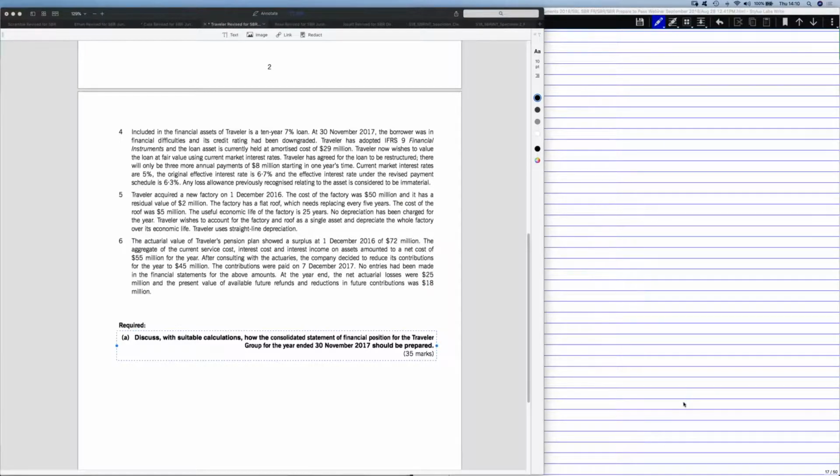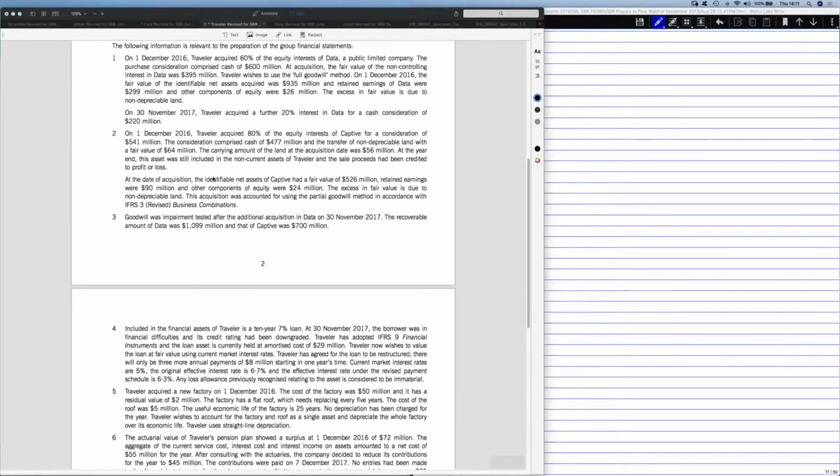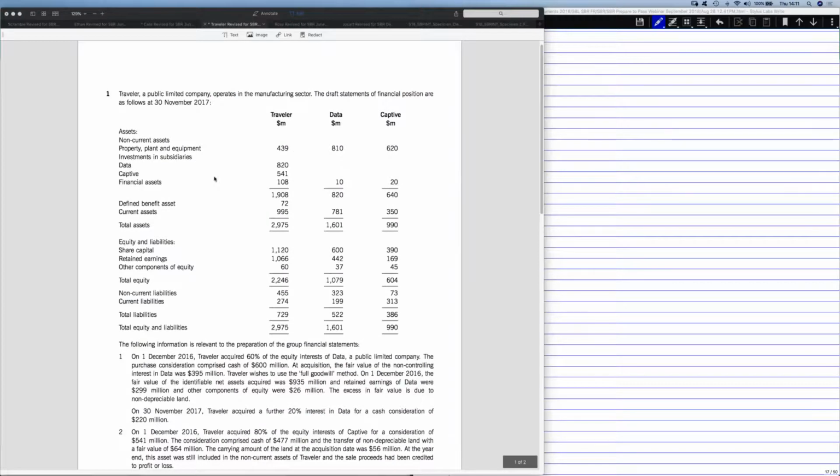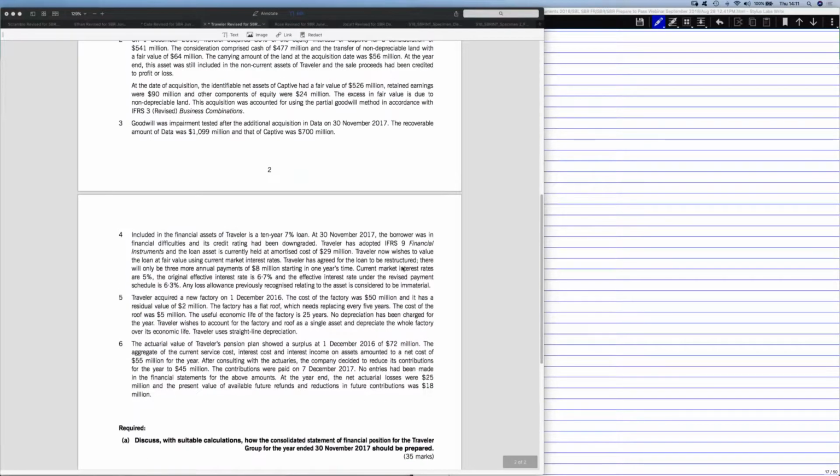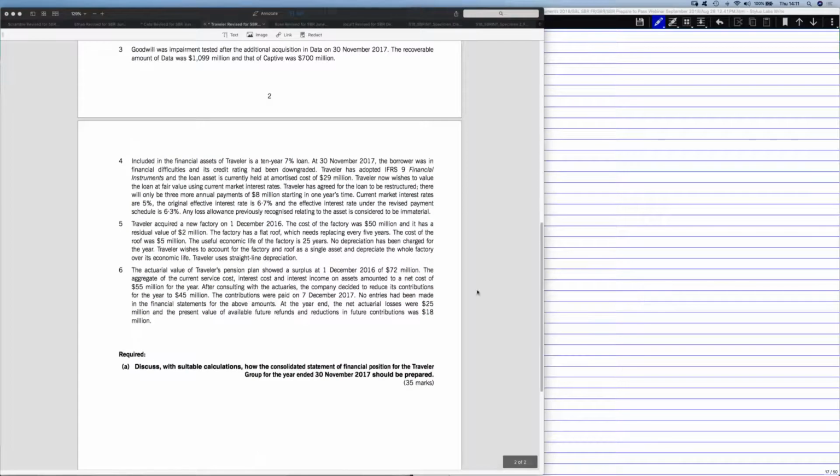Okay, now let me make this clear, please. The chances are that within your exam, you'll be asked to explain parts of the consolidation. Not the degree that we've got here. I'm using this as an exercise for us, so I don't want you to be overly concerned by the degree of narrative here. The question you're likely to see in the exam will revolve around a discussion, maybe with suitable calculations, to do with part of the consolidation process.